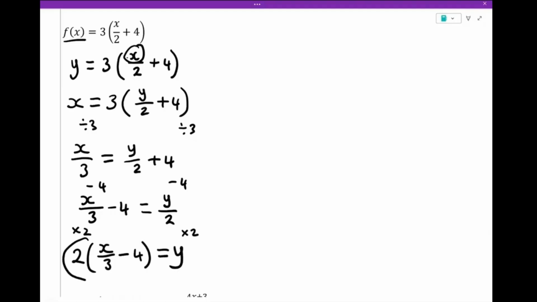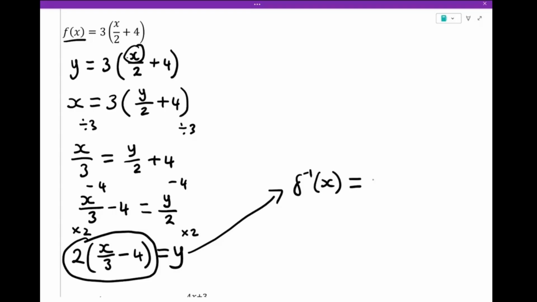So we found our expression for our inverse function. We now just need to write it out using our notation. So I'm going to write the inverse of f of x, instead of y, is equal to what we've circled. So 2 lots of x over 3, subtract 4. If our function was defined using a different letter, so if it was defined initially with a g, then we'd write a g and then a -1 instead. So the letter that the function is defined by does not matter.